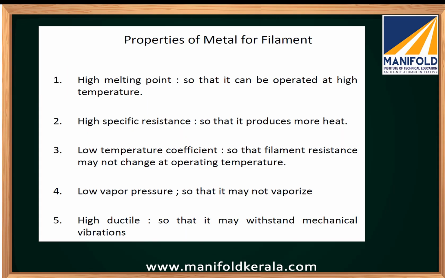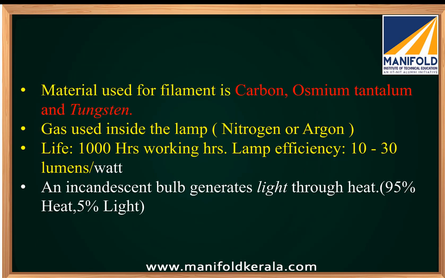What properties are required for the metal that is used for the filament? It should have high melting point, high specific resistance, low temperature coefficient, low vapor pressure, and be highly ductile. So what are the ideal features? High melting point, high specific resistance, low temperature coefficient, low vapor pressure, and highly ductile. The reasons are mentioned here. Materials used in the filament are carbon, osmium, tantalum, and tungsten. Eventually they all settled on the tungsten filament.